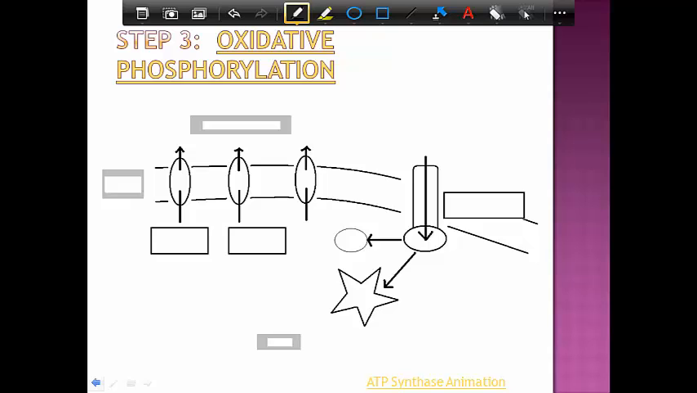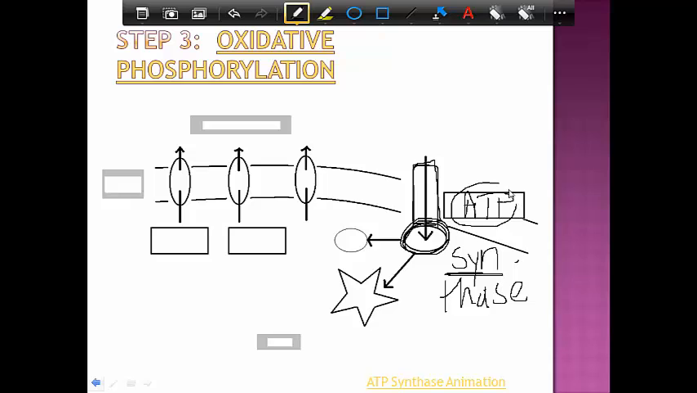This little oval right here, which is attached to the protein channel, which is right here, is an enzyme. And the enzyme is called ATP synthase. And if you remember from enzymes, what they actually do is speed up reactions. And based on the name of this enzyme, you can figure out what it does. Synthesis of something means you're making something.